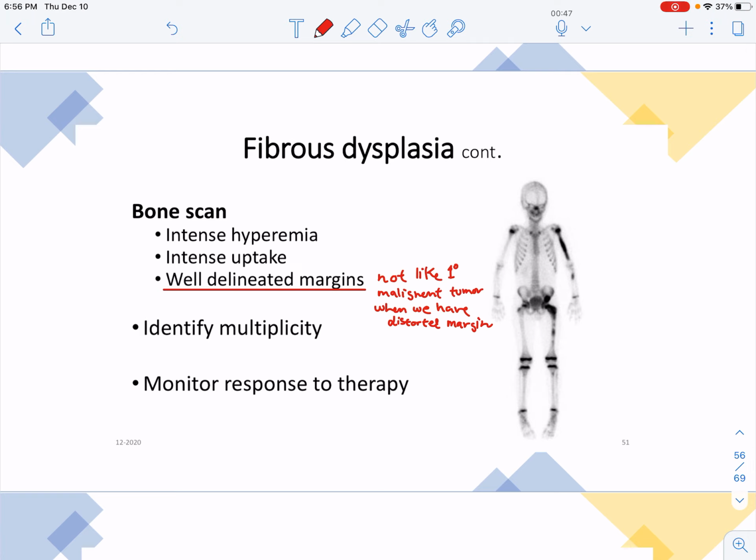And we just need to know that in bone scan, it's a well delineated margin, okay, not like the primary malignancy tumor. So as you see first in the osteosarcoma, we can see this delineated margin, okay.